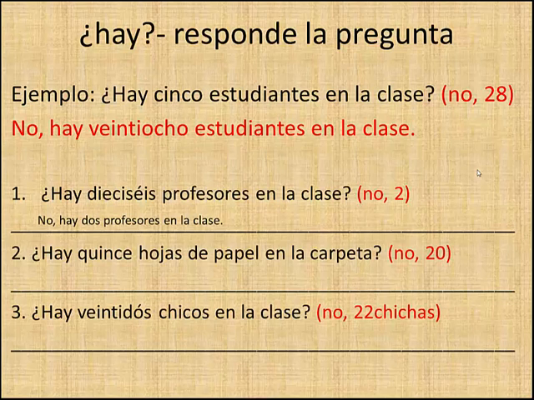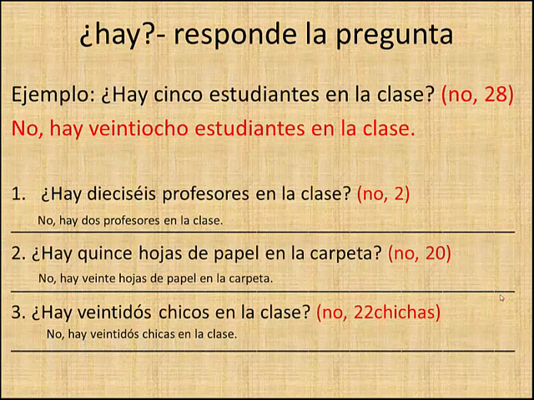Okay, let's check it out. ¿Hay 16 profesores en la clase? The answer is no. Hay 2 profesores en la clase. Número 2, ¿hay 15 hojas de papel en la carpeta? No, hay 20 hojas de papel en la carpeta. Y número 3, ¿hay 22 chicos en la clase? No, hay 22 chicas en la clase.